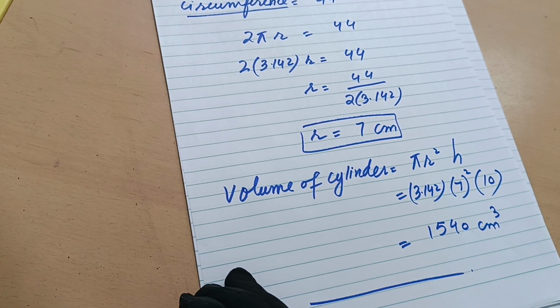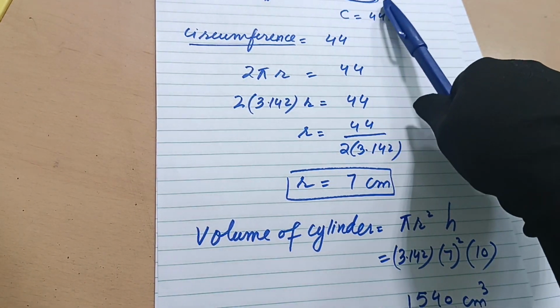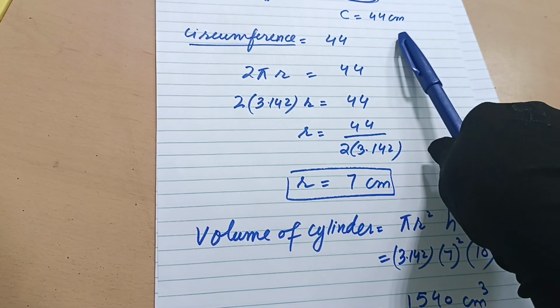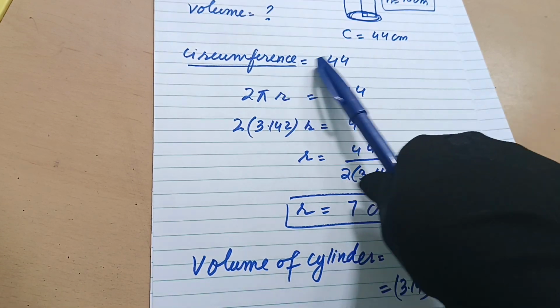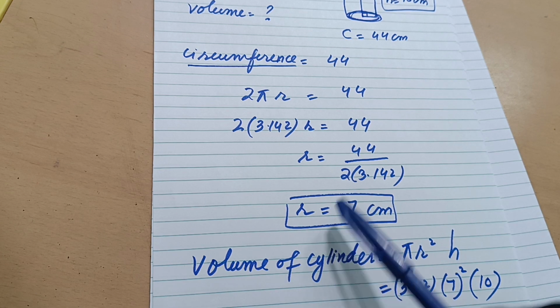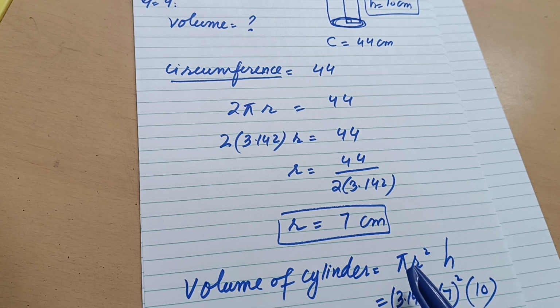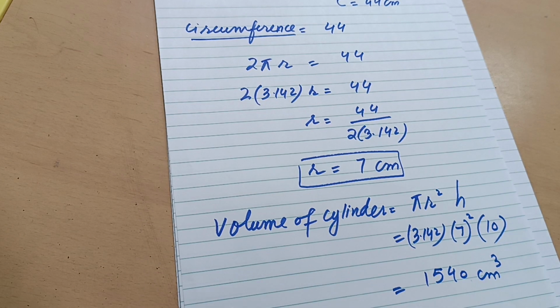This will be the final answer for this question for the volume of the given cylinder whose height is given as 10 centimeter and circumference of the base circle is given as 44. From the base circumference, first we have taken out the value of radius, then radius is here, height is here. So it's easy to find out the volume of the cylinder as pi r square h. Put the values, then find out the result. Okay. Now let's go to the next question.